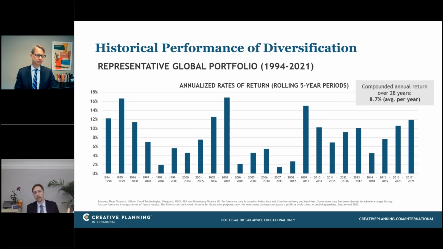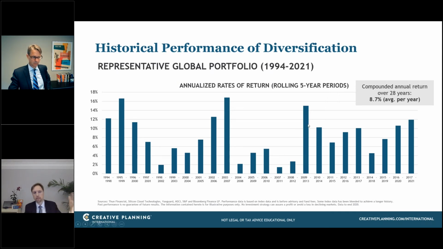But okay, so what? So we have a diversified global portfolio. So what? Who cares? How is that done? Well, incredibly, looking at this portfolio over a nearly 30-year, 3-decade period, we see that on average per year, the return is almost 9%. Not year in, year out, but on average.